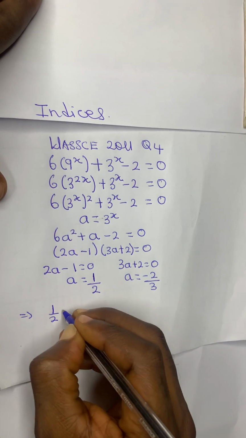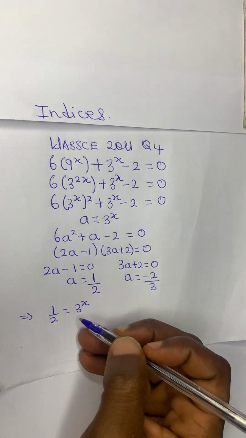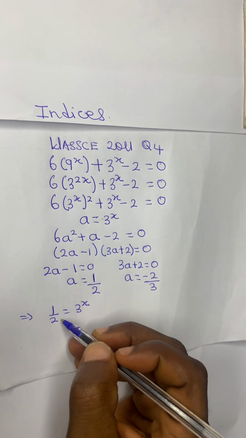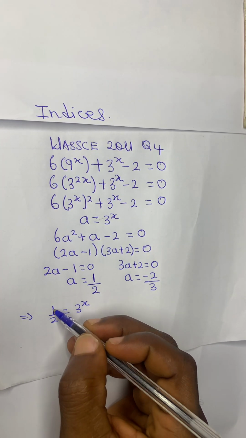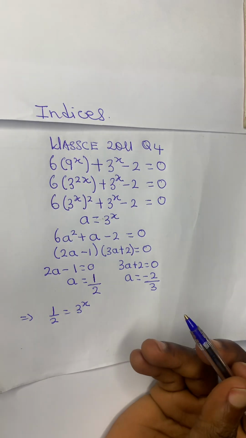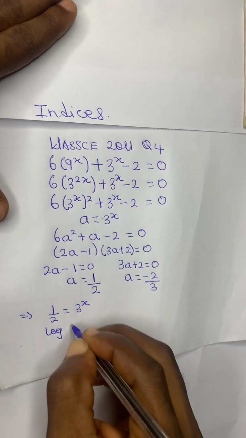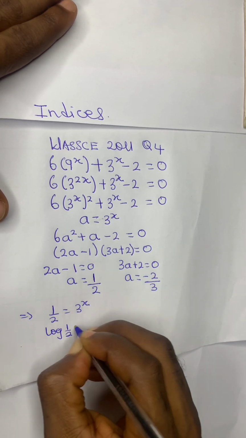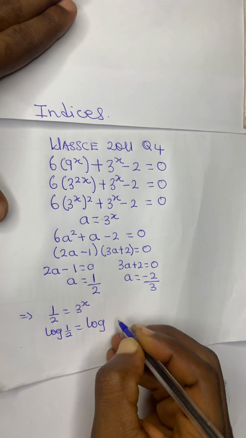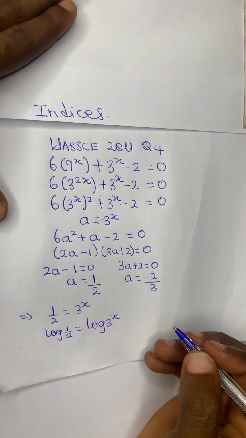our 1 on 2 is equal to 3 to the power x. Now, here we cannot use indices to solve, because even if we write 2 to the power negative 1, the bases will be different. So we introduce log on both sides. So this will give us log 1 on 2 is equal to log 3 to the power x.